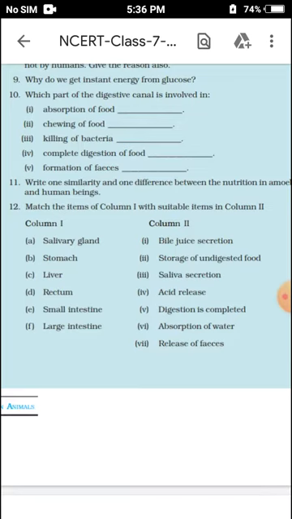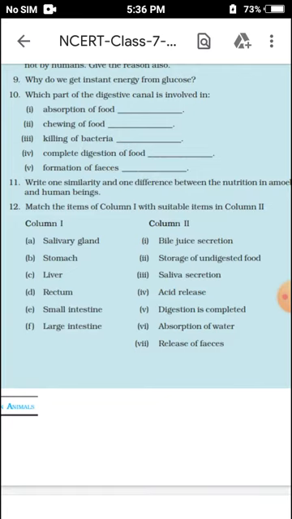Then next question is, which part of the digestive canal is involved in the following? Absorption of food, which takes place by villi, so that is the small intestine. Chewing of food takes place in the buccal cavity. The killing of bacteria happens in the stomach. Complete digestion of food, small intestine. Formation of feces, that is the large intestine.